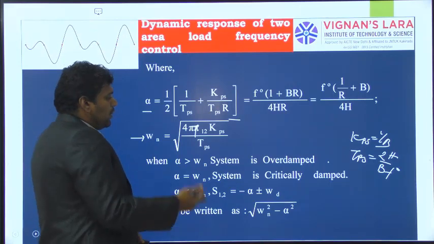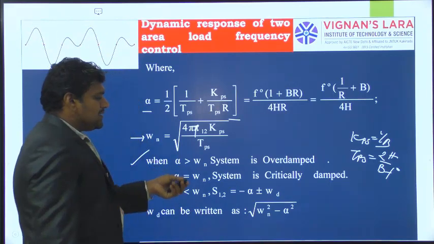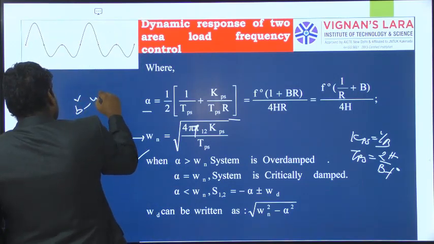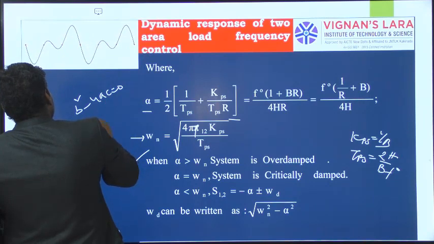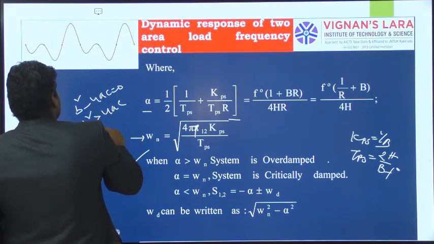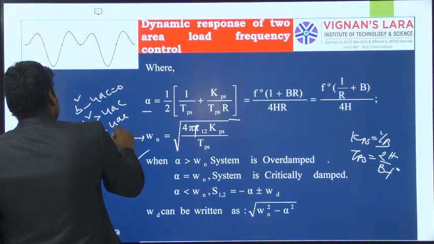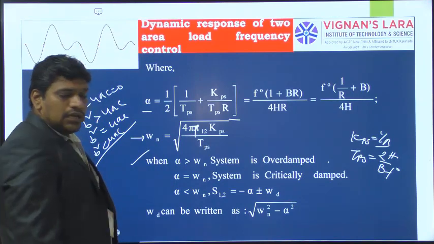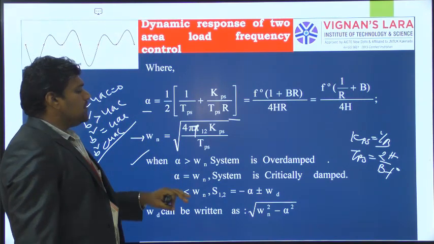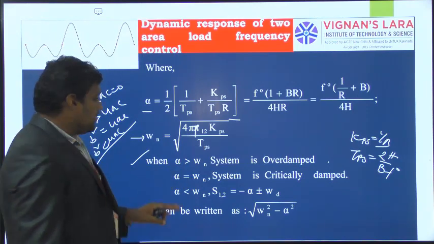We are going to study the behavior depending on the roots: when alpha is greater than omega n, that is b square is greater than 4ac; when b square is equal to 4ac; and when b square is less than 4ac. These are the three scenarios which can occur. Within these scenarios, we are going to see here how the system responds to a disturbance occurring in the system.